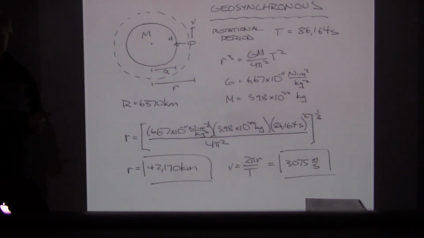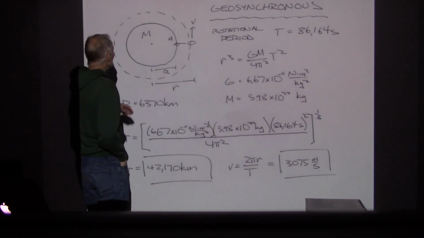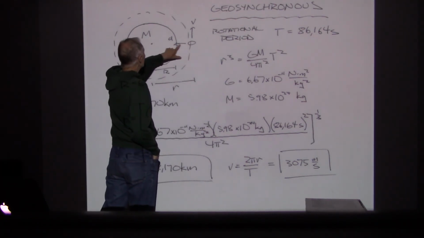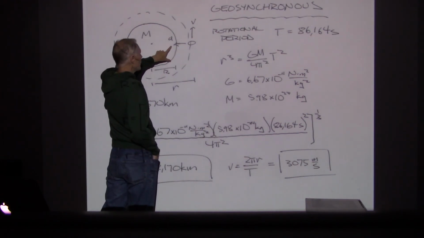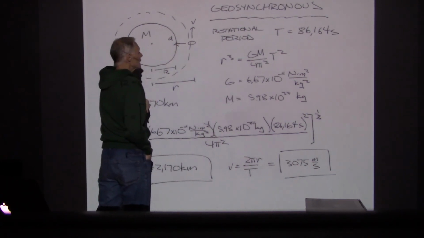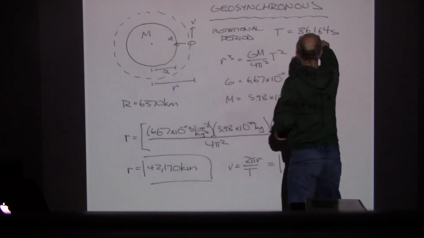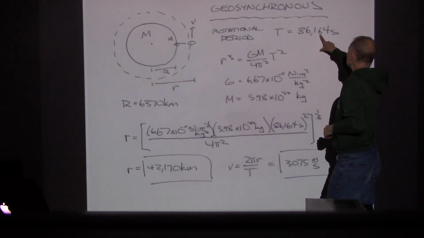Let me check the time really quick. Maybe we're going to need to take a break before we wrap this one up, but we got a few minutes. Let's see if we can finish through this example. So here's the Earth. Here is our geosynchronous satellite. Here's the direction of that centripetal acceleration. Here is the velocity. And the rotational period of the Earth is 86,164 seconds. That's what we were just looking at.